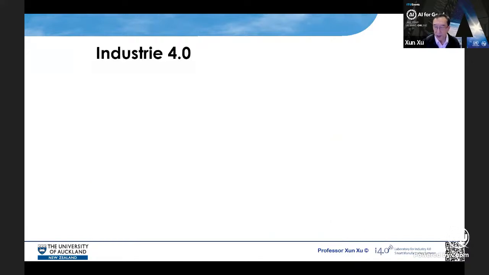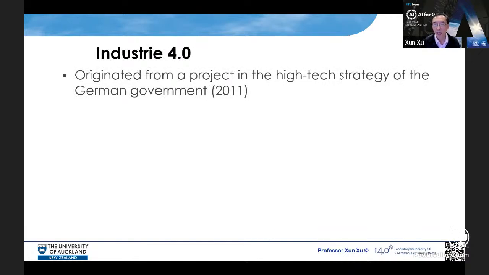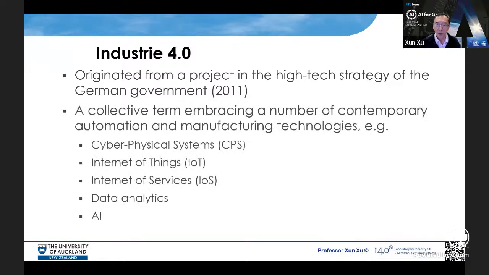So Industry 4, clearly, as we all know, originated from a project in the high-tech strategy of the German government. That's back in 2011, so some years ago now. What is Industry 4? I'm not trying to define it or give a unique definition. Well, I think it is fair to say it is perhaps an umbrella term, or a collective term that tries to include some of the contemporary automation and manufacturing technologies. Things like cyber physical systems, CPS, Internet of Things, Internet of Services, data analytics, and of course, artificial intelligence, AI. Well, among many other things, the list can go on and on.